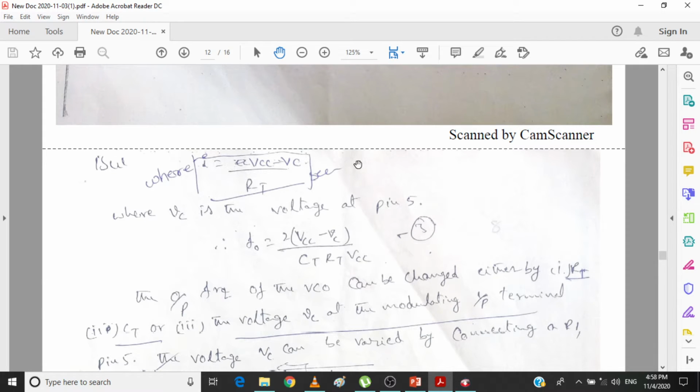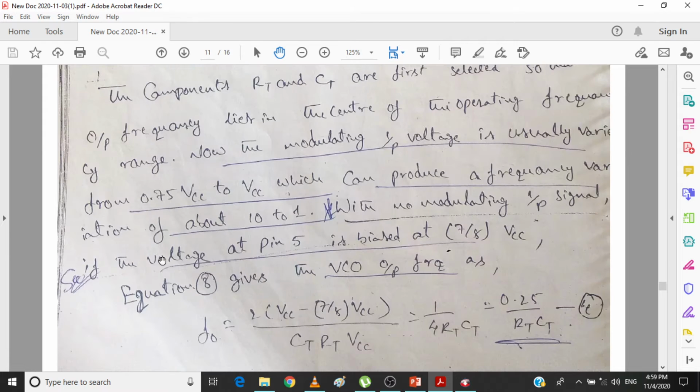What I mean to say is that if the voltage at pin 5 is fixed, that is, biased to 7/8 times VCC, and you substitute this value in place of VC, then you will get the f0 equation as 0.25 by RTCT. If you are fixing the VC value, then f0 depends on the RT and the CT.